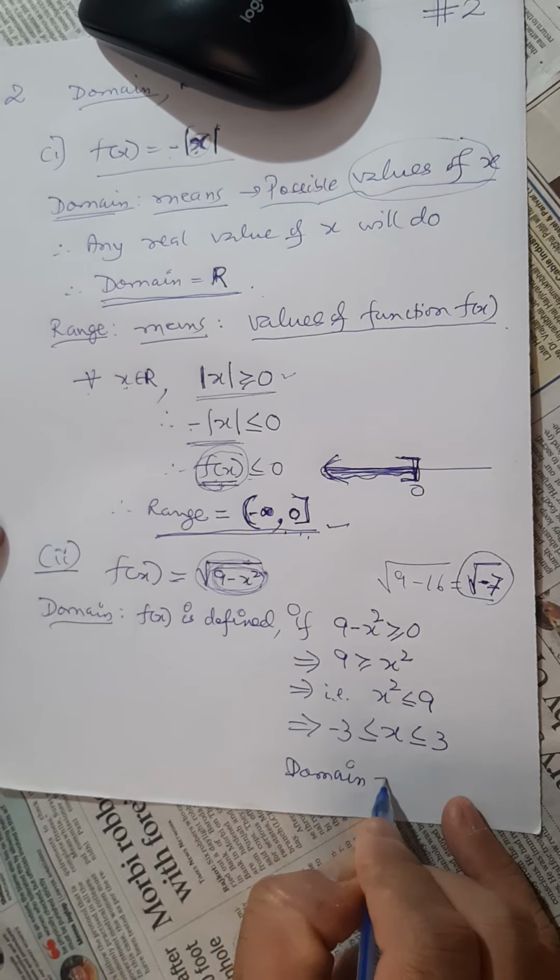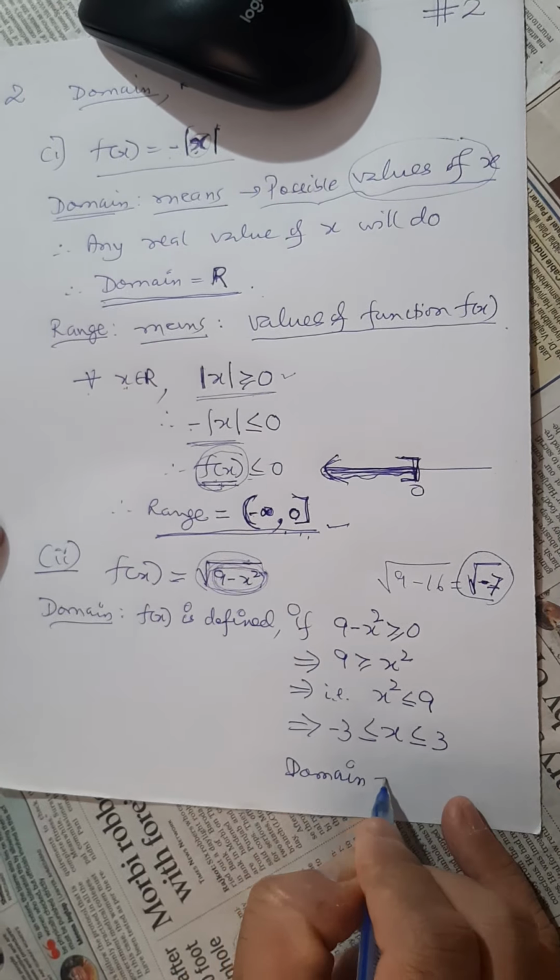If I take any number from minus 3 to 3, then this inner number would always be positive. You check, if I take any number beyond 3 or less than minus 3, then this will be negative. So the inner number should be greater than or equal to 0. 9 minus x square should be greater than or equal to 0. So the domain is this. You cannot take a number outside this, remember, for the function.